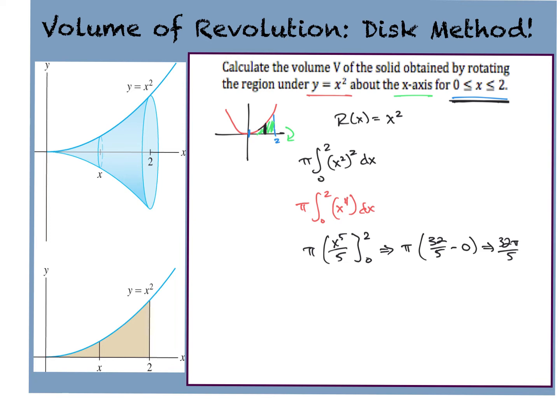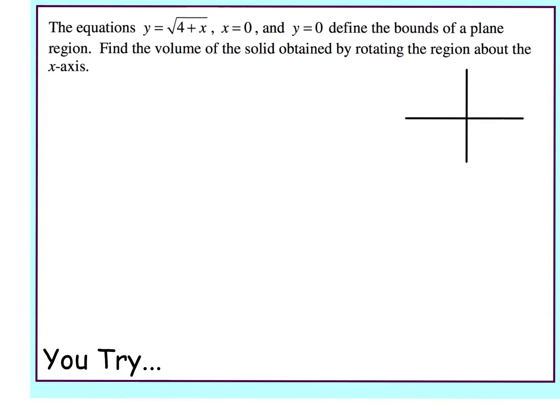All right, let's do another one. Here we go. I need another reader. Thank you so much, Maddie, for volunteering. I appreciate it. The equations of y equals the square root of 4 plus x, when x is equal to 0 and y is equal to 0, find the bounds of a plane region. Find the volume of the solid obtained by rotating the region about the x-axis.